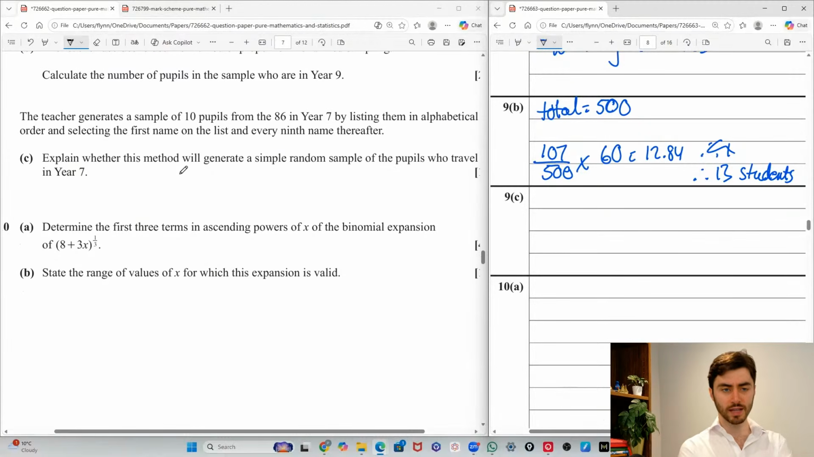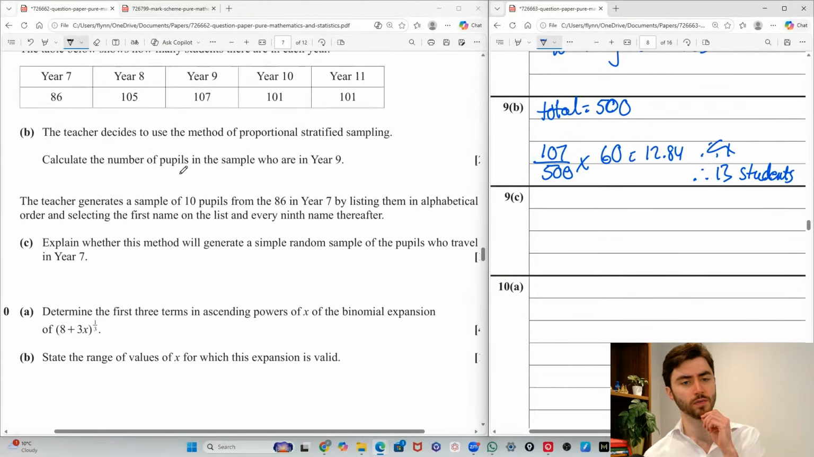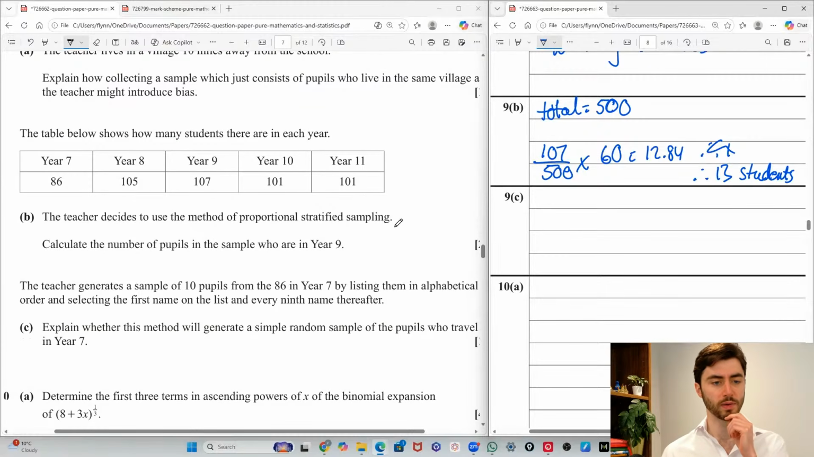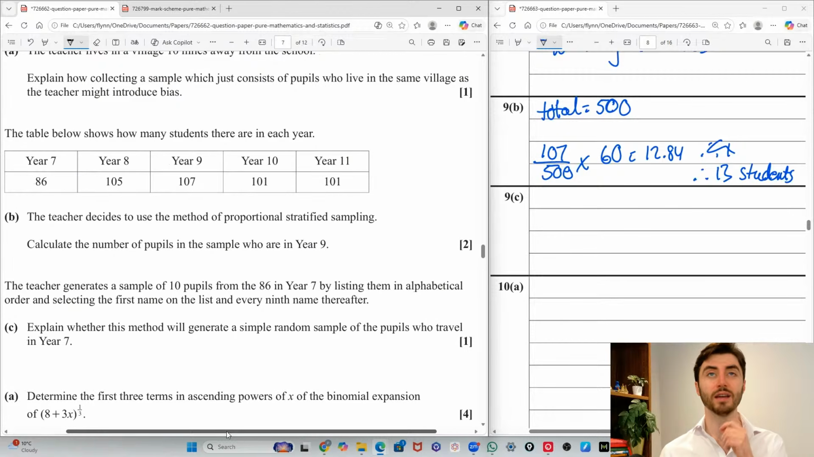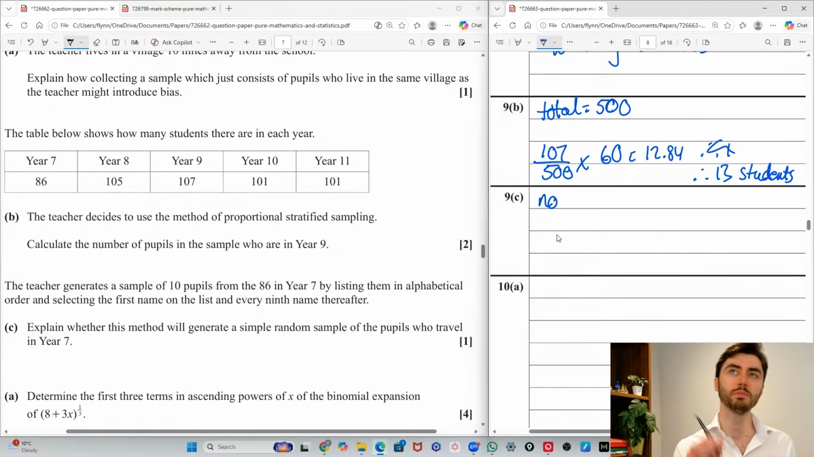The teacher generates a sample of 10 pupils from the 86 in year 7 by listing them in alphabetical order and selecting the first name on the list and every 9th name after. Is that simple random? No, that's systematic. And even then, it's not proper systematic, because for proper systematic, you should generate a random number between 1 and 8, and that person should be your first person. Simple random sample, I'll say no, but I think from the definition, for a simple random sample, every person should have an equal probability of making it, which is not the case here.